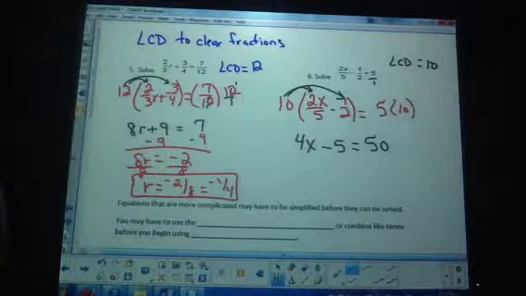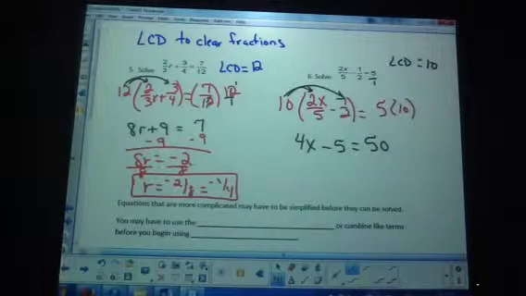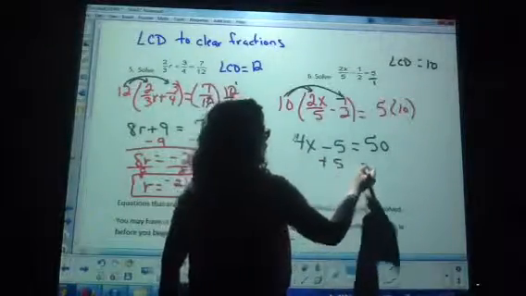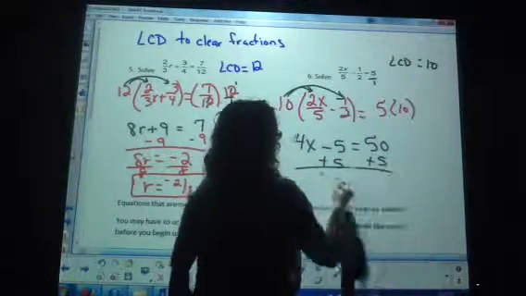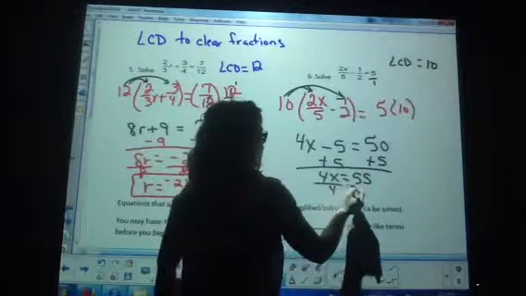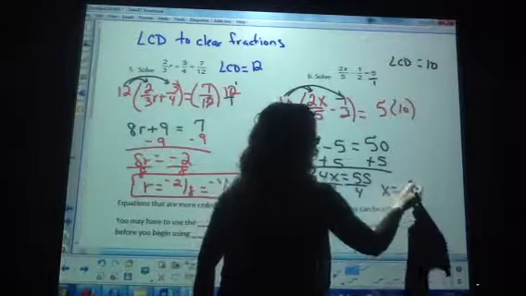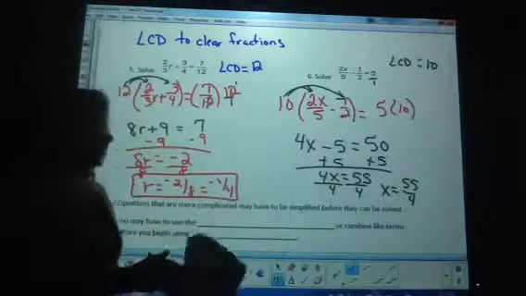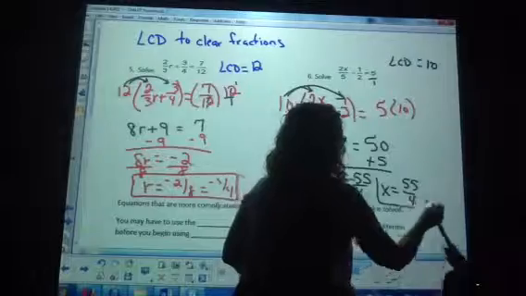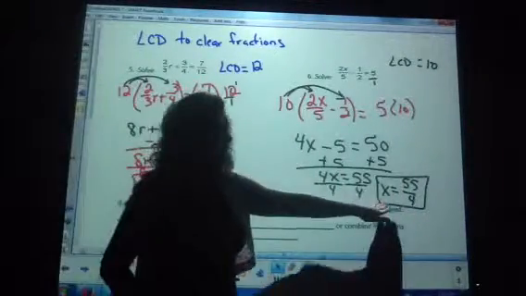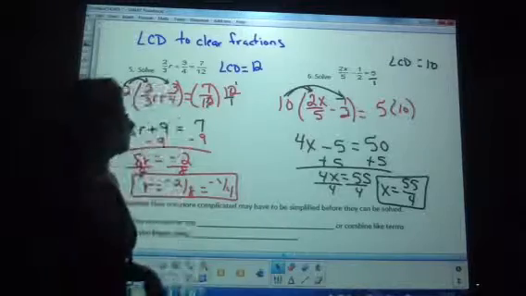You should be able to take it from there. You're going to add 5 to both sides. And then you're going to divide by 4. And we can leave it in improper form. Just make sure it's the simplest form, but you can leave it improper. You don't have to change it to a mixed number.